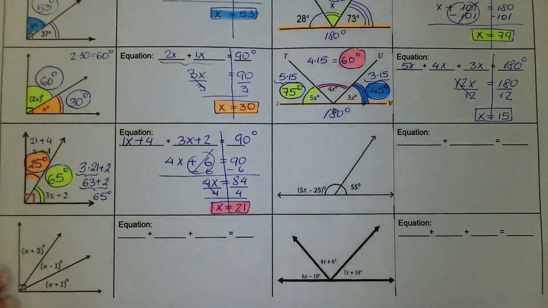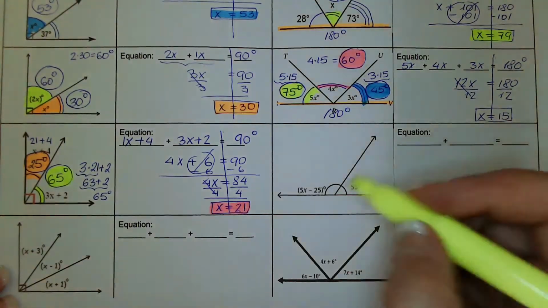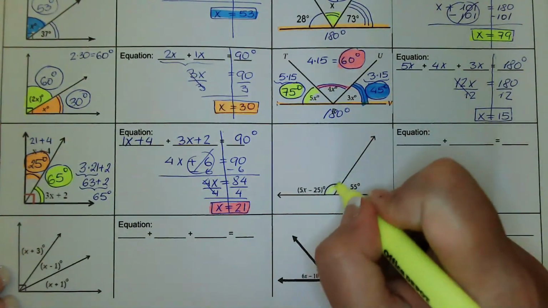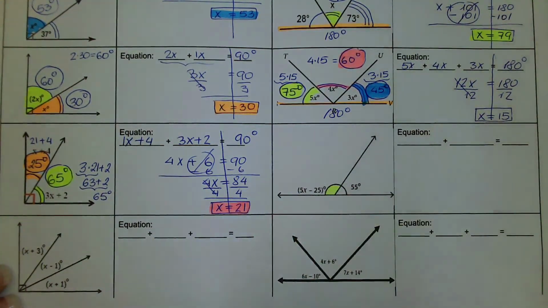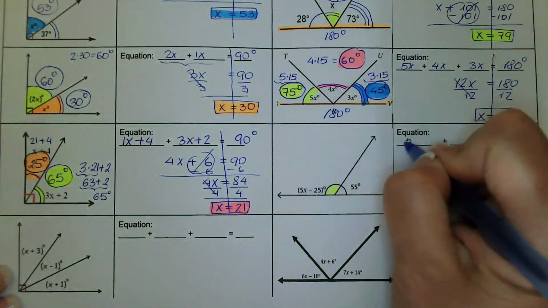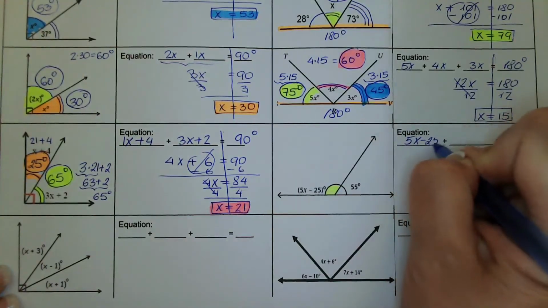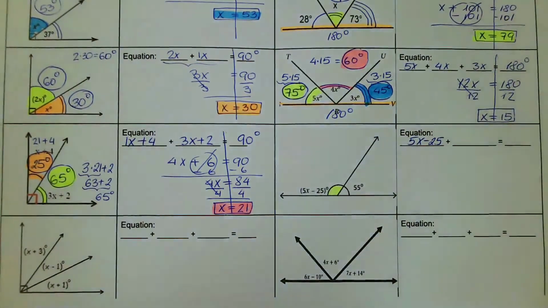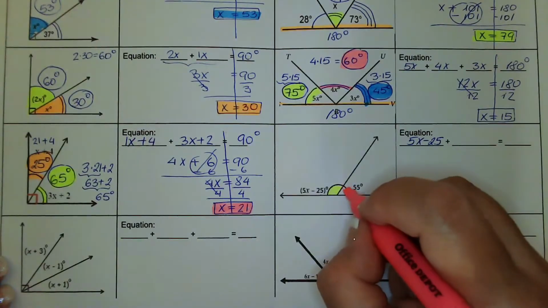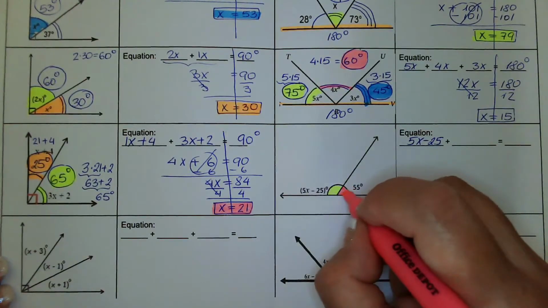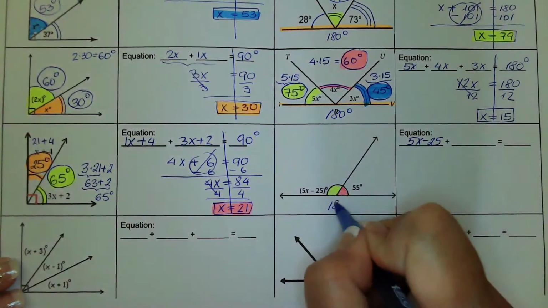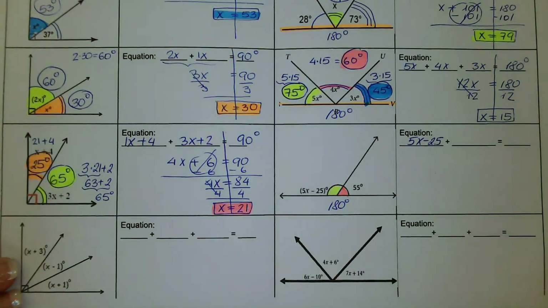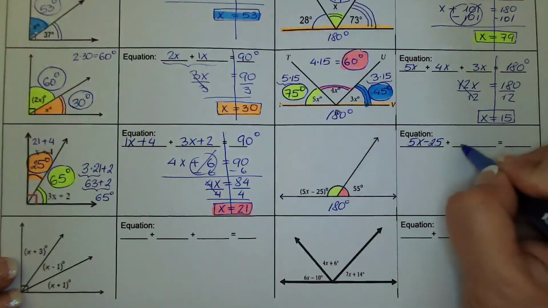For our supplementary relationship, I have on this side an expression 5x minus 25, on the other side we have an angle 55. Together they're on a straight line, have to add up to 180, which is a supplementary relationship.